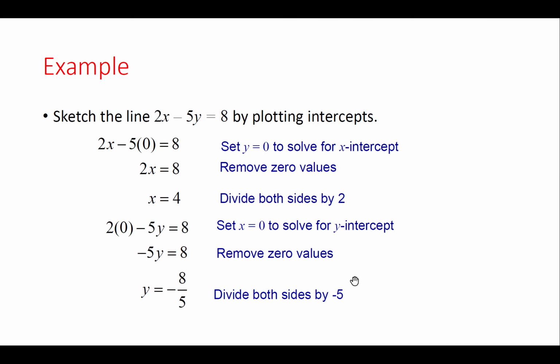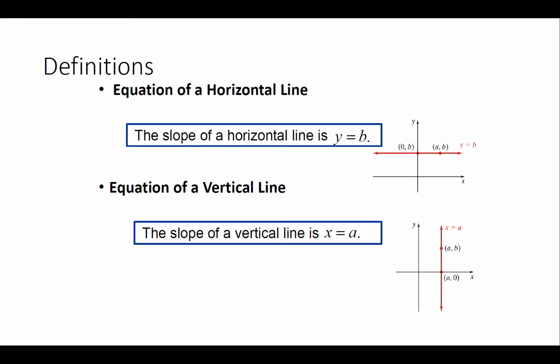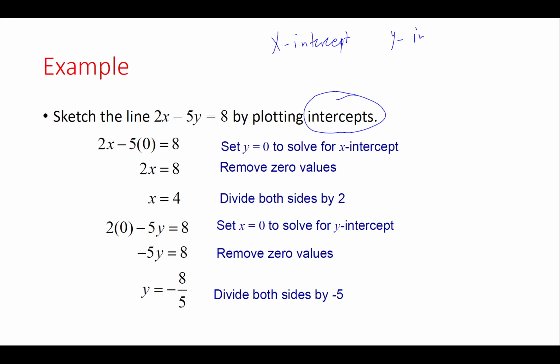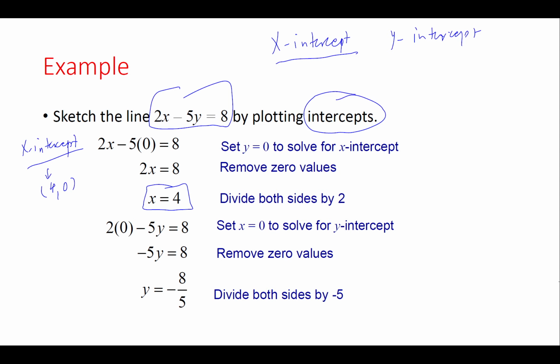Another way is to find the x-intercept and y-intercept. So that's the same problem but done in different ways. For finding the x-intercept, you put y equal to 0 in the given equation, and that's what we're doing here. Set y equal to 0 to solve for the x-intercept, and when you solve, you get 4. So the x-intercept would be (4, 0). That's one of the points on the graph.